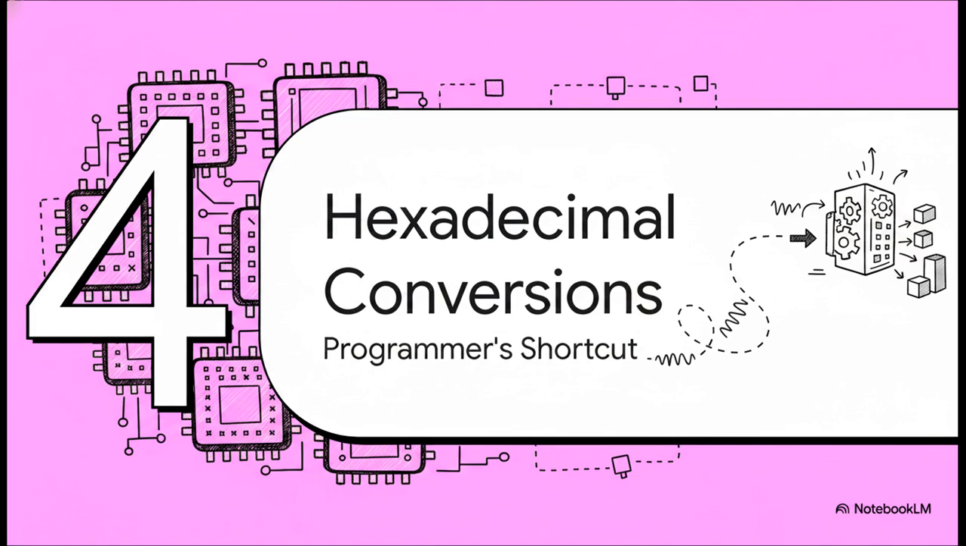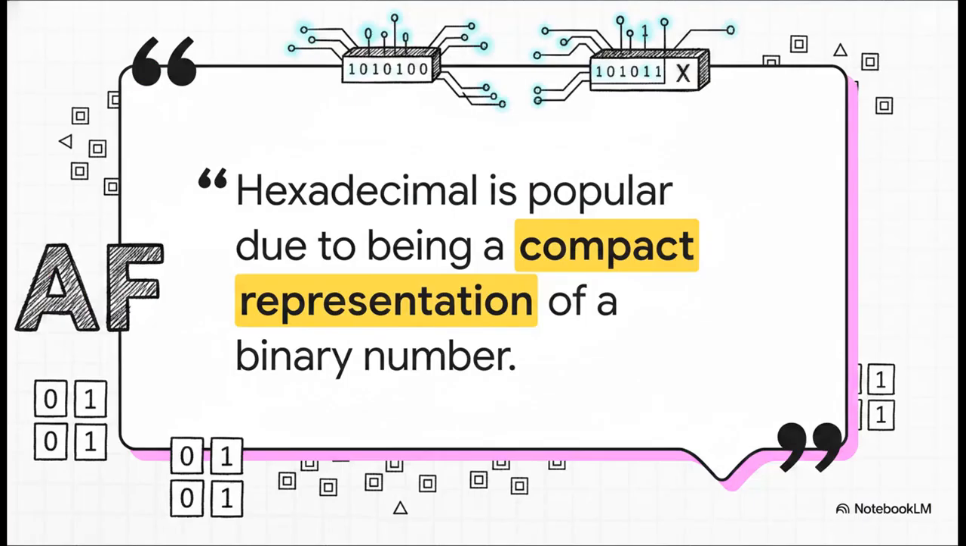Which brings us to Section 4, hexadecimal and base conversions. This is essentially the programmer's shortcut. By now, you're probably realizing that staring at giant walls of ones and zeros gets pretty exhausting for human programmers. Enter hexadecimal. Hexadecimal uses a base of 16. It counts from 0 to 9 normally, but then it borrows the letters A through F to represent 10 through 15. Because 16 is a perfect power of 2, exactly 4 binary digits neatly compress into just one single hexadecimal digit. It drastically shrinks down how we read and write binary code.